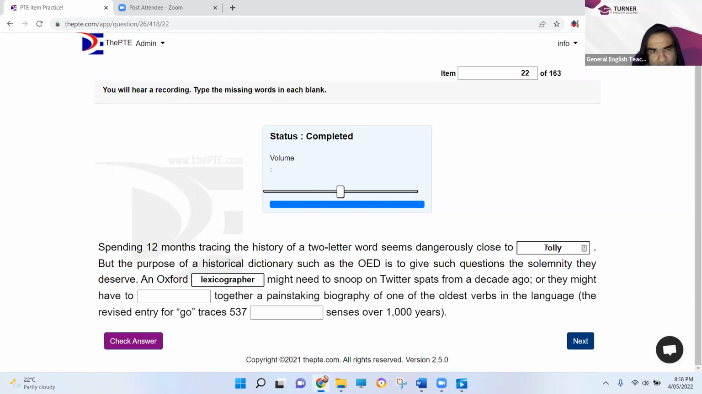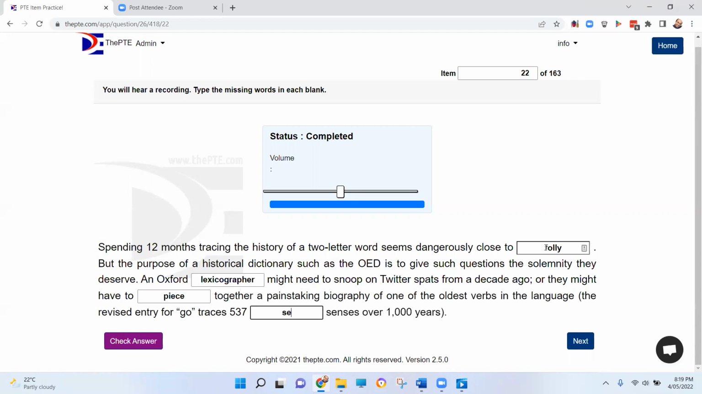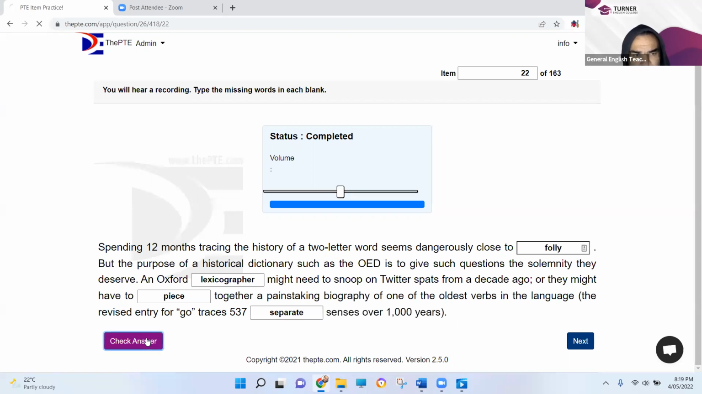Okay, next. Piece. How do you spell it? PIECE. No, I think PIECE. Okay, yeah. And separate. SEPARATE. I'm in darkness. That's why I'm typing like a blind person. Is that correct? Separate? Yes.